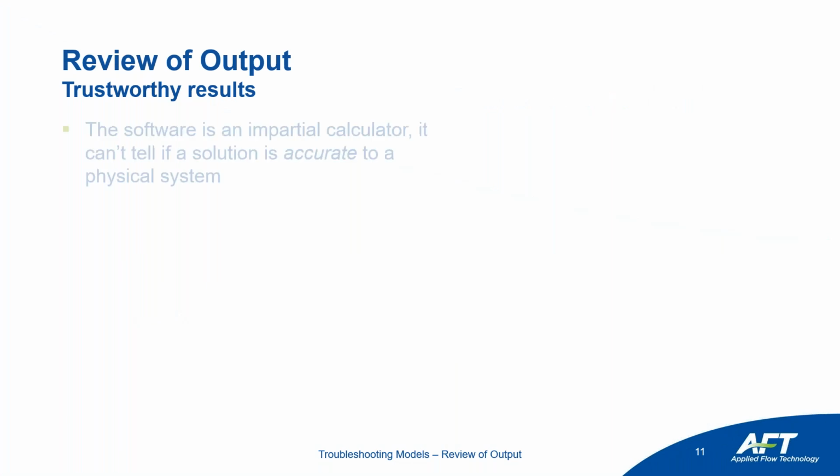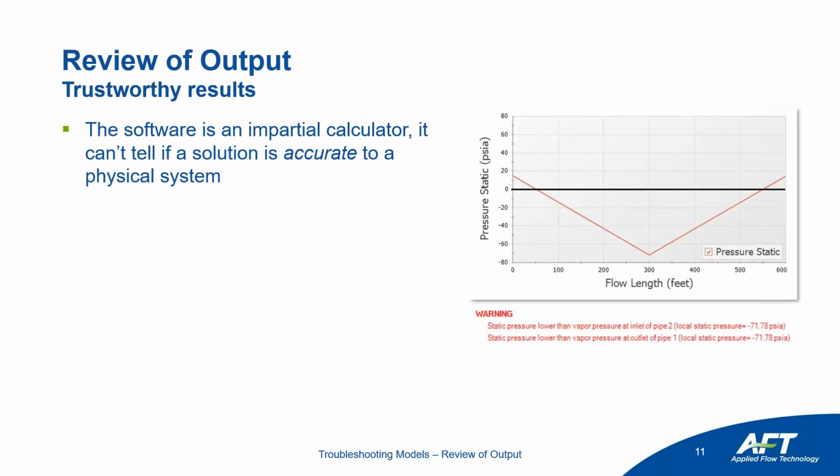So trustworthy results, again, let's think about the software as just an impartial calculator. All it's doing is taking the input that we've provided, solving a system of equations, and providing that output. It can't tell if a solution is accurate to a physical system. It can only tell if, based on your input, assuming that that is accurate, then these results should be what you'll see.